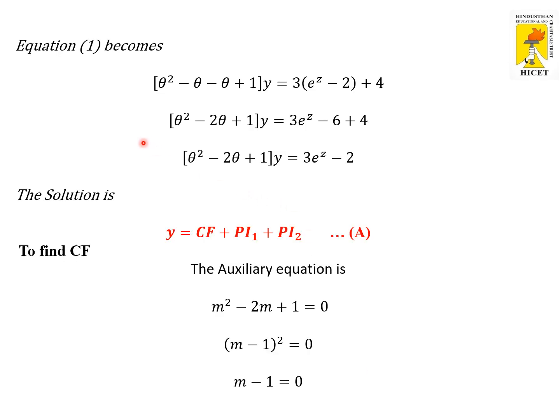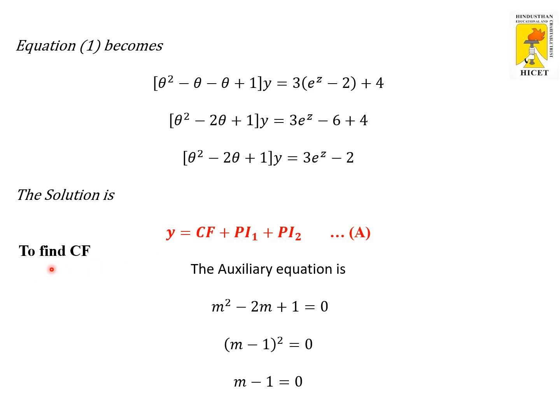As usual, theta equal to d by dz. So the equation 1 becomes theta squared minus theta plus 1 into y equal to 3 into (e power z minus 2), that is 3x, plus 4, where x is e power z minus 2. That is theta squared minus 2 theta plus 1 into y equal to 3 e power z minus 6 plus 4, so minus 6 plus 4 is minus 2. Here also we are having two terms in the right hand side, so we get two particular integrals PI1 and PI2. So our required solution is y equal to CF plus PI1 plus PI2.